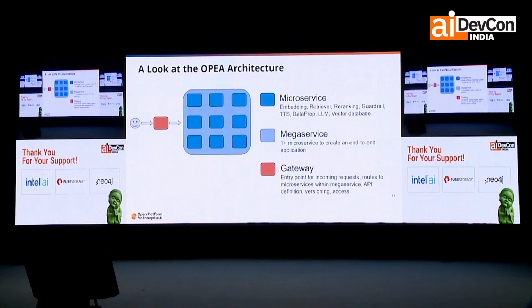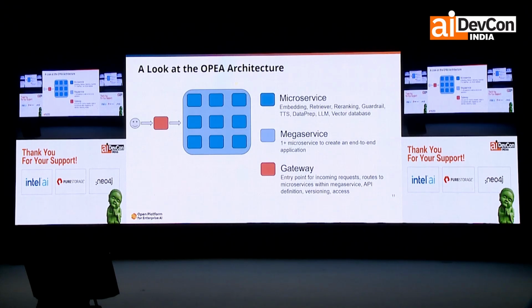This approach enables the creation of modular yet integrated applications where each microservice contributes to the overall functionality of the megaservices. Overall, microservices and megaservices are very important, and megaservices allows you to build larger, cohesive AI workflows by orchestrating multiple microservices. Finally, last but not the least, the gateway comes into picture.